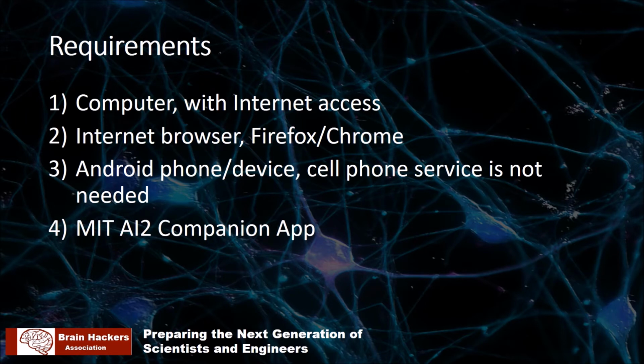The device will need to have the MIT AI2 companion app installed on it. This is a free app that can be downloaded from the Google Play Store. And students will also need to have a Google account. To log into MIT App Inventor, students will use their Google account. And the nice aspect of this is whatever computer the student is working on, once they've logged into the App Inventor website, all of the projects they've created with App Inventor will be accessible to them.